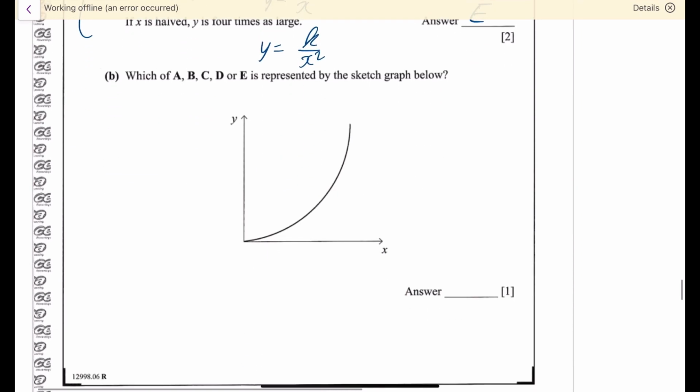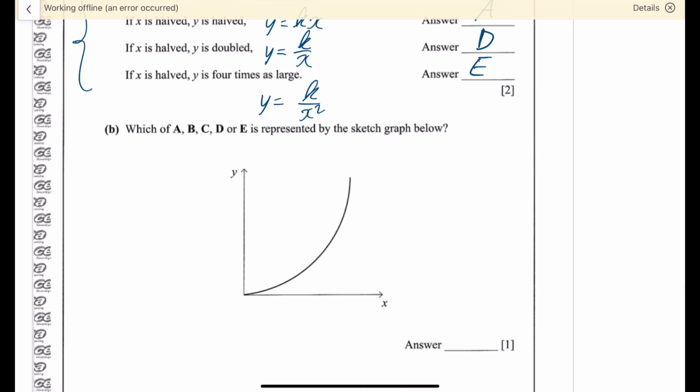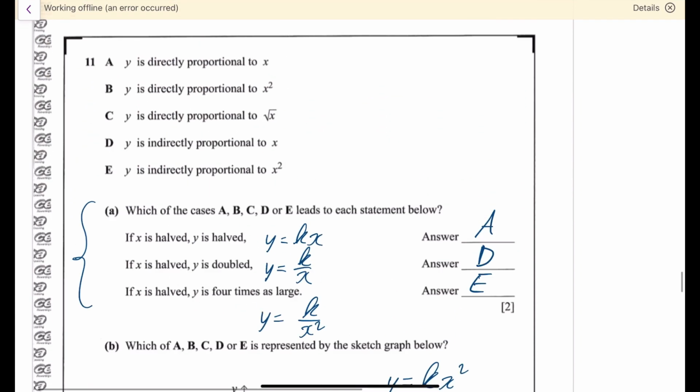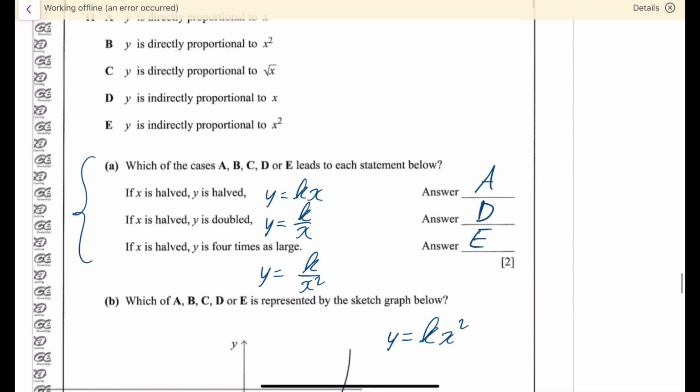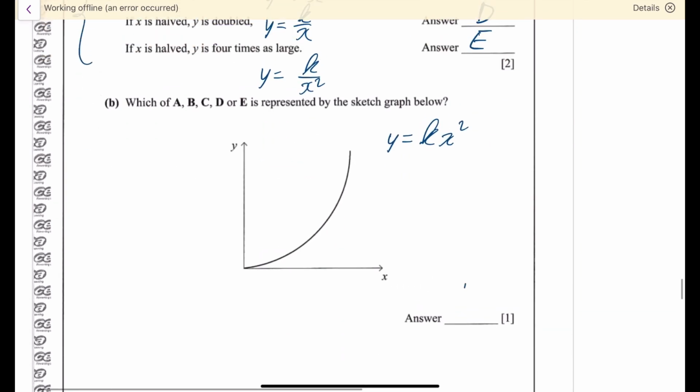Right, the last one, it says, which of A, B, C, D, or E is represented by the sketch graph below? Right, this is clearly a wee bit of the y is equal to some number times the x squared graph. Remember your x squared graph, if you had it done both sides of the axes, that's what it looks like. So this is just one side of it. So it's y is equal to kx squared, and this means y is proportional to the square of x, so y is directly proportional to x squared. So it's this one here. So that is going to be B.